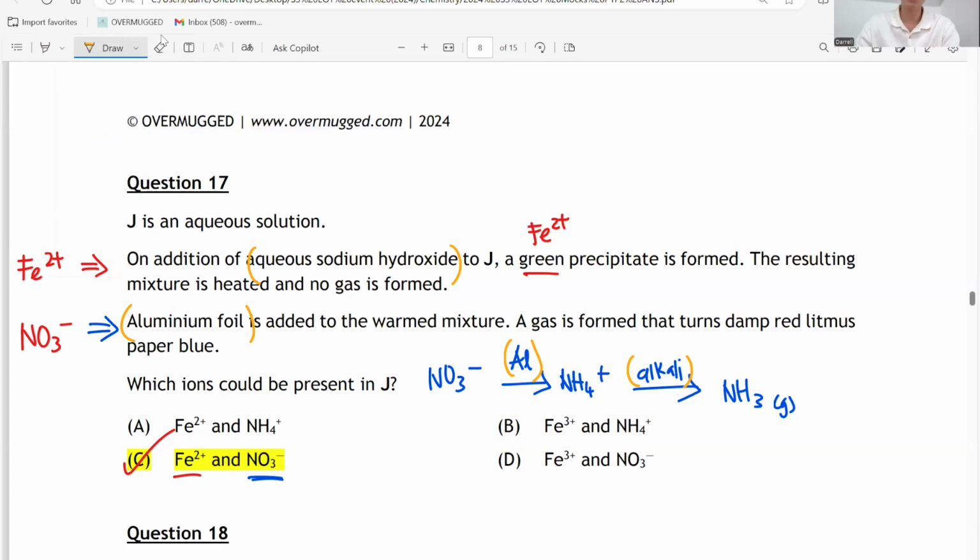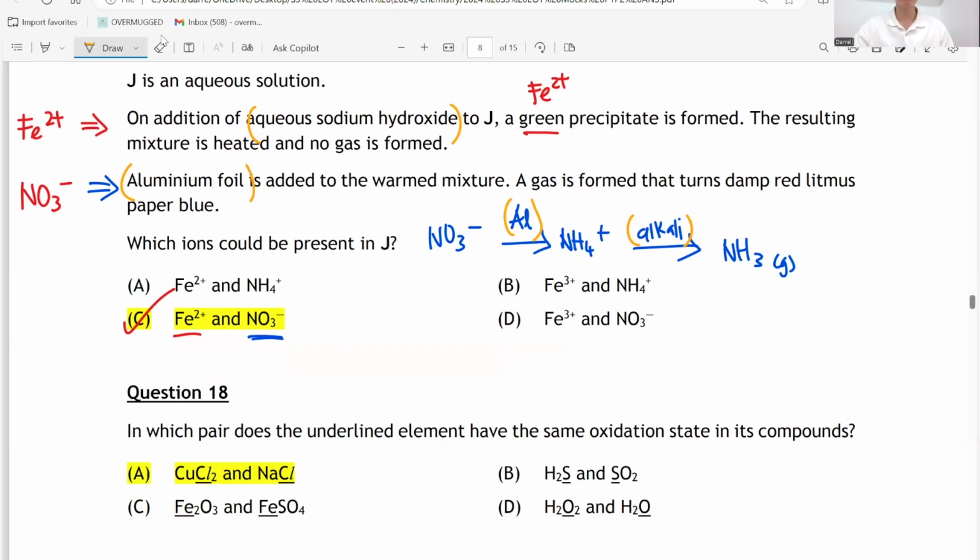So what's the main takeaway? The moment you see aluminium foil being mentioned and you get ammonia gas, you can straight away conclude that nitrate was present. In other words, the test for nitrate requires both alkali and aluminium. So the trick here is, you see aluminium foil, it's nitrate usually, provided ammonia gas is produced. I think writing this down can help you understand it a bit better.